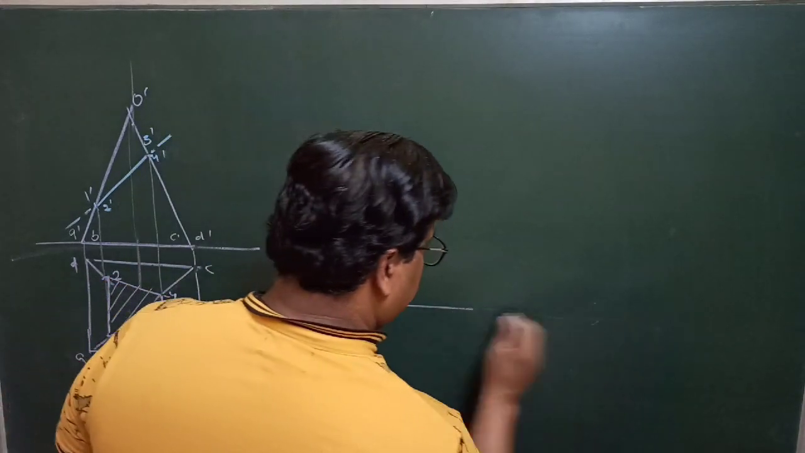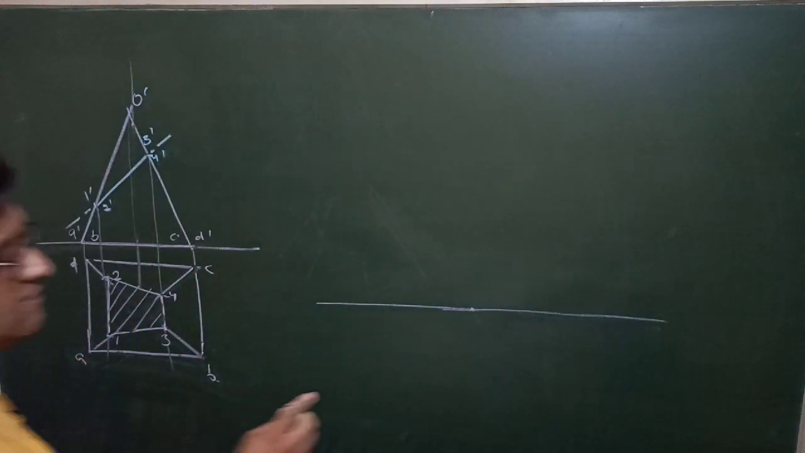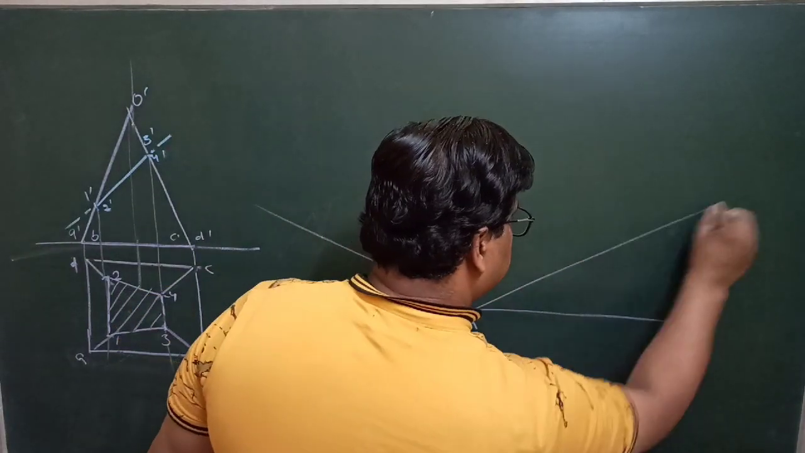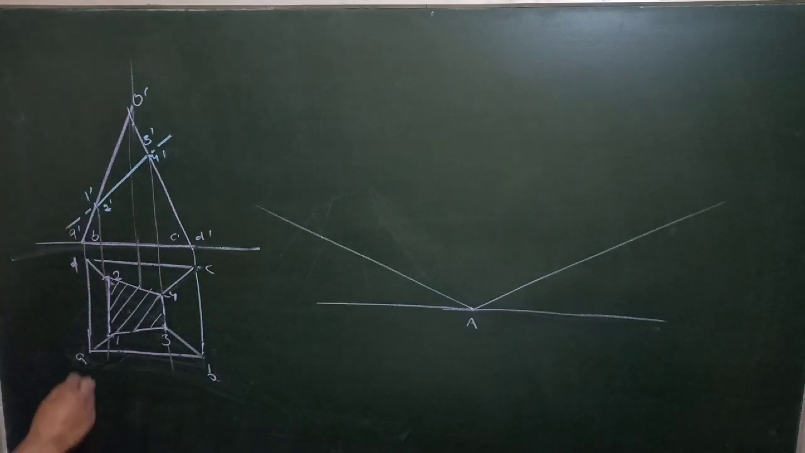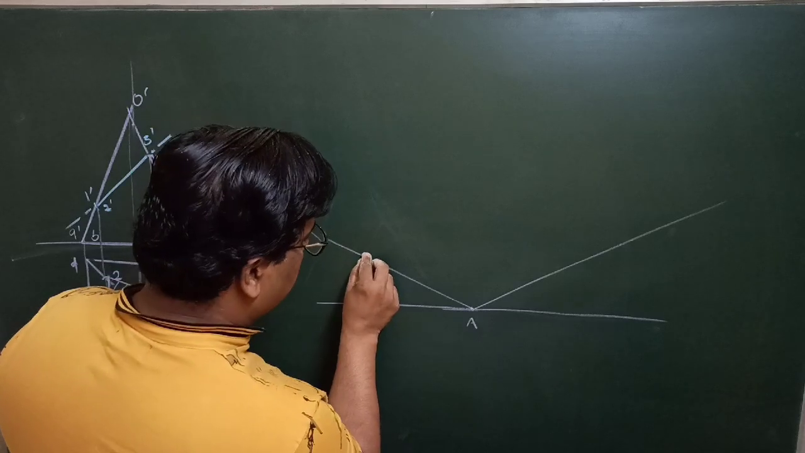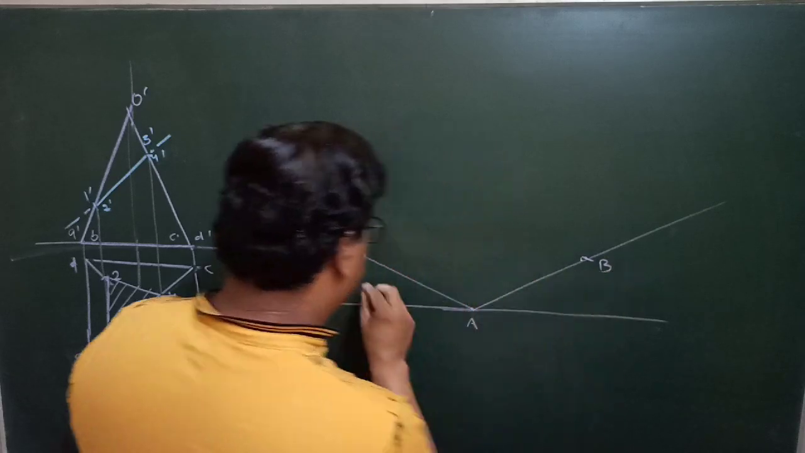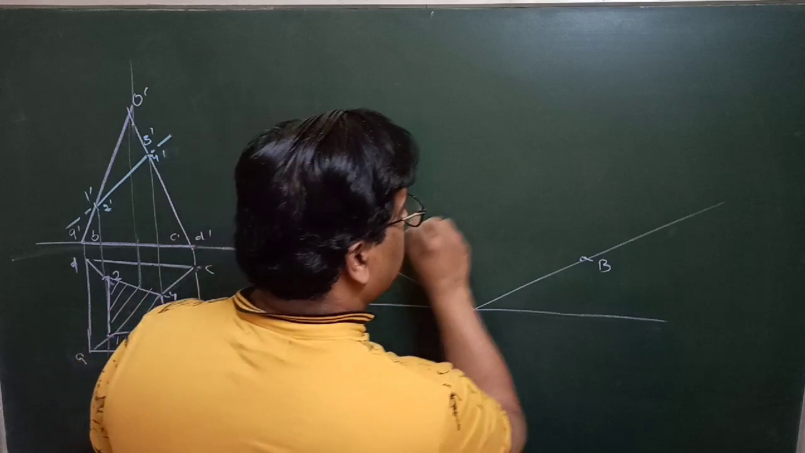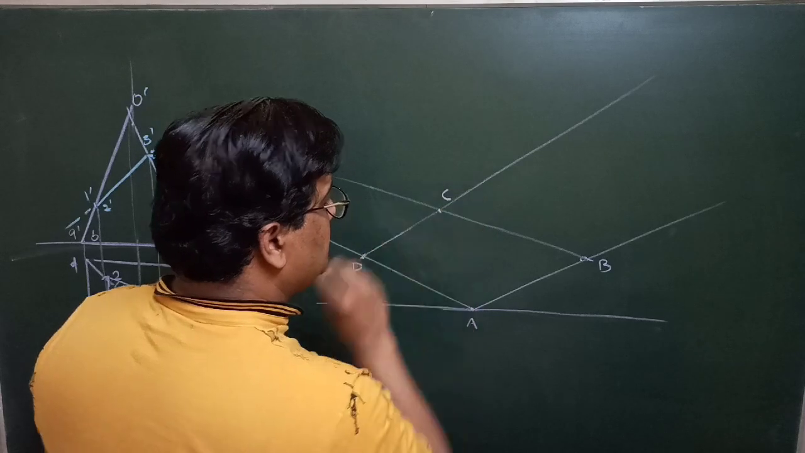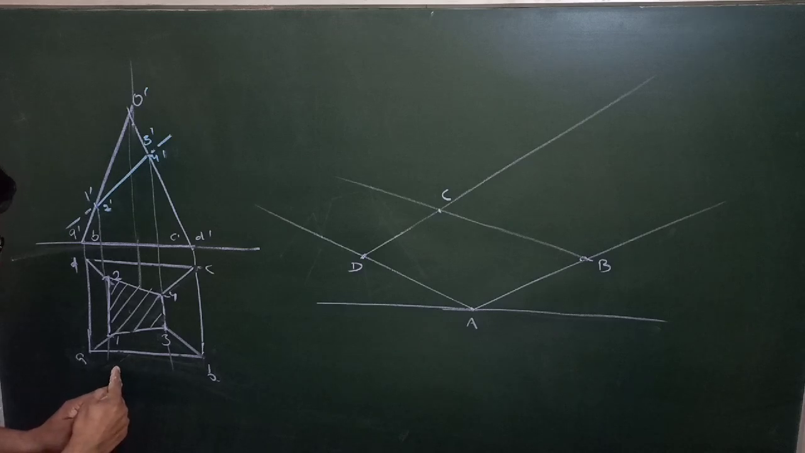So take a point anywhere, take A, say for example here, two lines at an angle of 30 degrees, then cut A to D, say somewhere around here, and A to B. Then draw parallel lines on both sides so as to get point C here. Now this is the isometric position of the base of the pyramid, right?